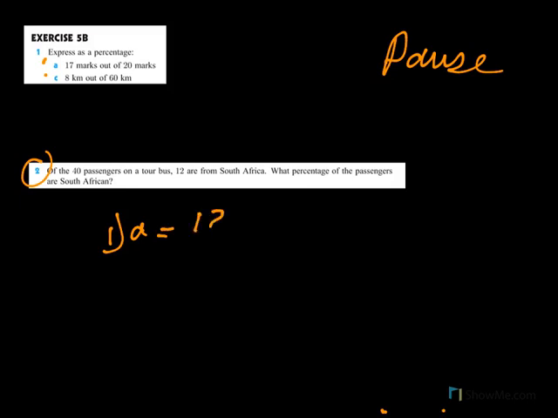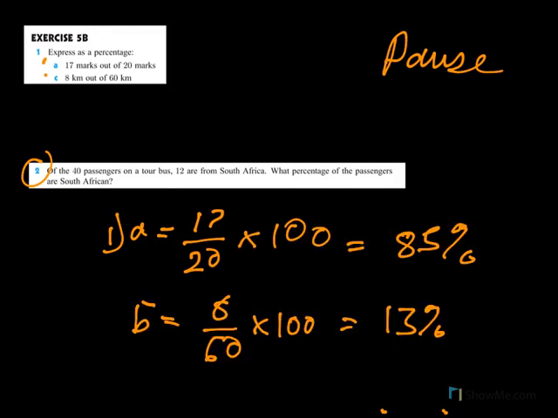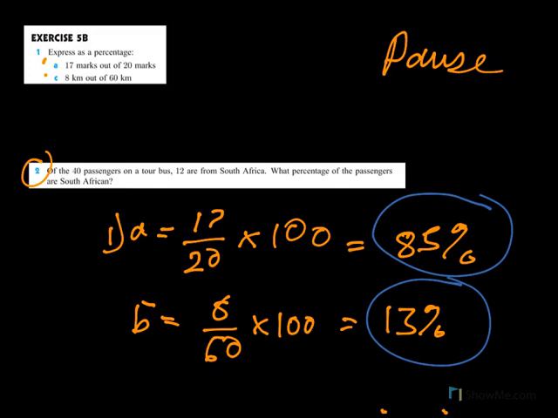Let's have a look at the next page and let's see these examples. So I want you to pause this video and try and solve number 1A and 1B and number 2. Okay, you should have for 1A, 17 out of 20. Express that as a percentage. This is what your answer should have looked like: 17 out of 20 times 100. Okay, you should have had 85% for A. For B, you should have had 13%, because it's 8 over 60 times 100.